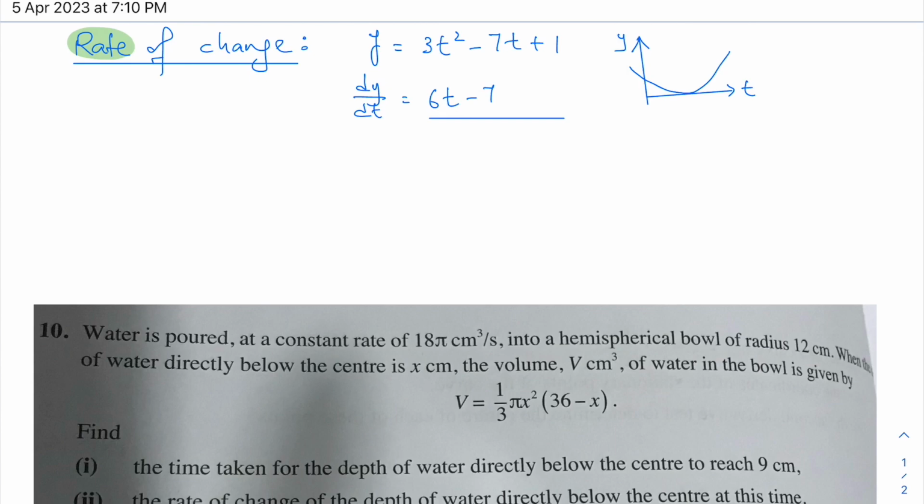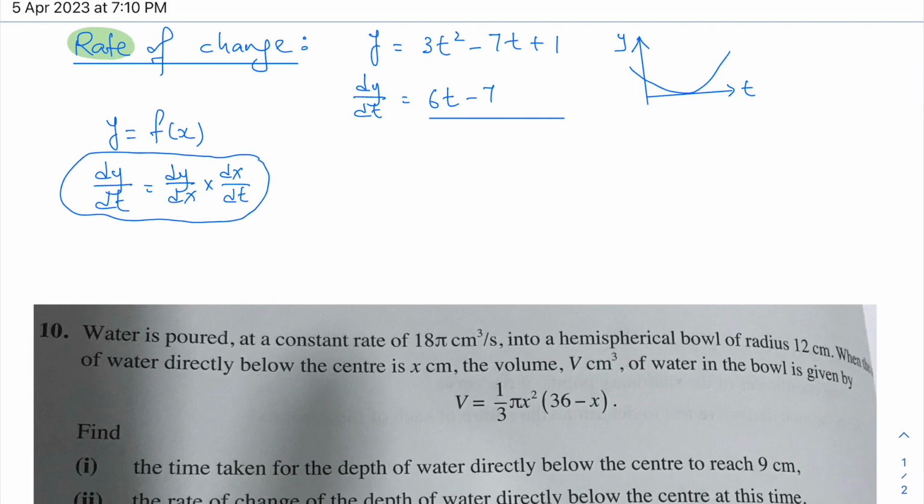So sometimes the question is in terms of x, a function of x. So we want to find dy by dt. We need to find dy by dx times dx by dt. Does this look familiar? Yeah. This is actually an example of chain rule. So this is exactly what we're going to do.